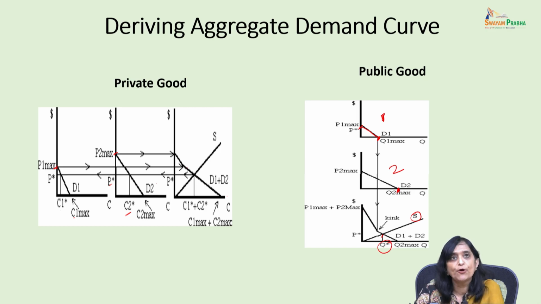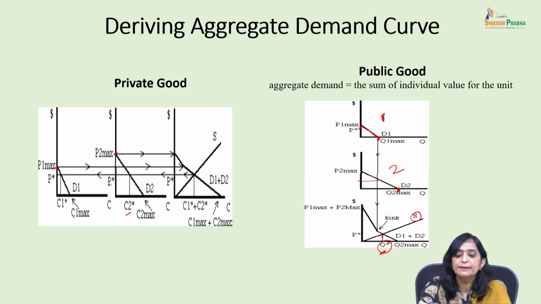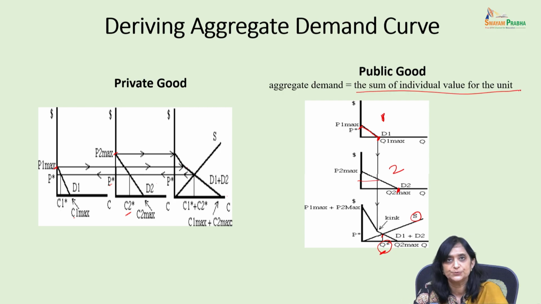So unlike your private goods, where we saw the maximum price which the person is willing to pay for a certain quantity, here we are talking about this: for this given quantity Q star, how much are you willing to pay? So that is the difference between the aggregate demand curve of private goods and public goods. In aggregate demand curves, it is the sum of the individual value for the unit.